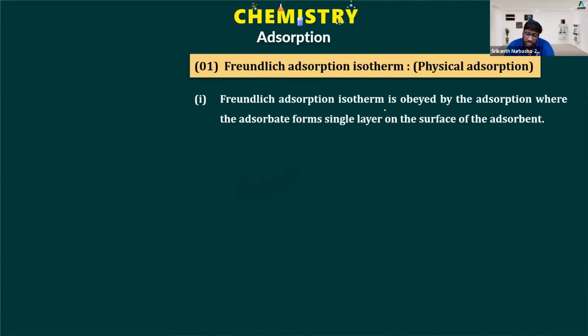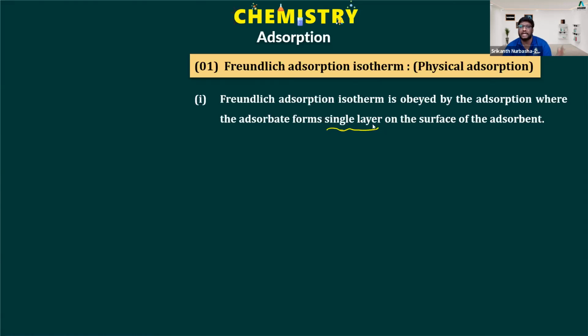Freundlich adsorption isotherm is obeyed where the adsorbate forms a single layer on the surface of the adsorbent. Again, read the statement. Freundlich adsorption isotherm is obeyed where the adsorbate forms a single layer. But we know that physical adsorption can be multi-layered.